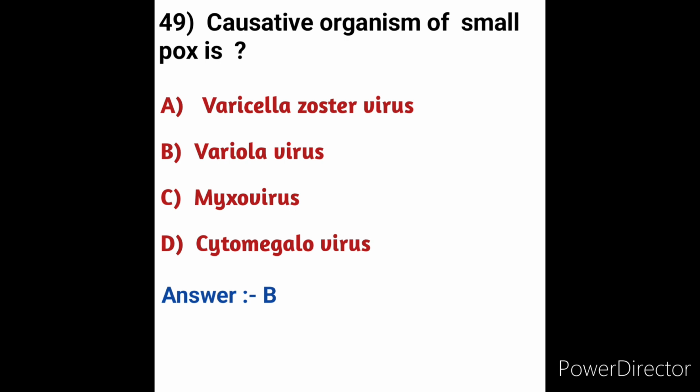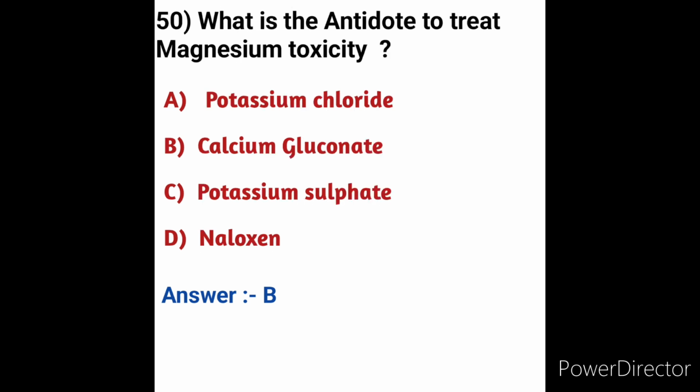Next, move on to question number 50. What is the antidote to treat magnesium toxicity? Here we will see the options: potassium chloride, calcium gluconate, protamine sulfate and naloxone. Here calcium gluconate is the antidote to treat magnesium toxicity. We will discuss the options. Option A, potassium chloride, is used to treat low potassium levels, hypokalemia, in the body. So this is the treatment for hypokalemia.